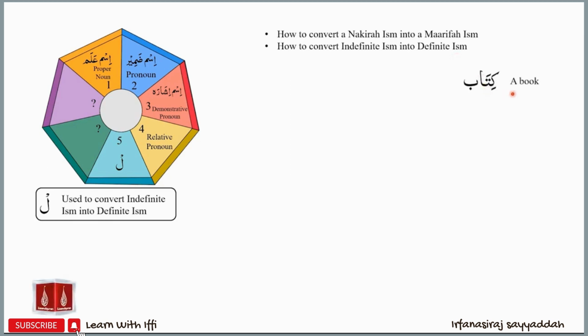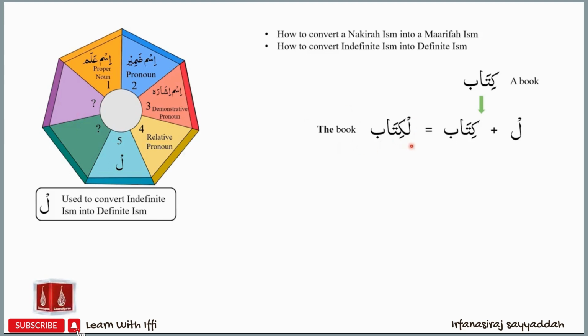Kitab means a book. And a book is an example of an indefinite ism or nakra ism. So we need to convert kitab into its definite form. In order for us to convert kitab into its definite form, we will take kitab and we will add this lam with the sukoon on it to kitab. Using this, we will get this result. We will have the lam with the sukoon at the start and then the word kitab. By definition, this means the book.